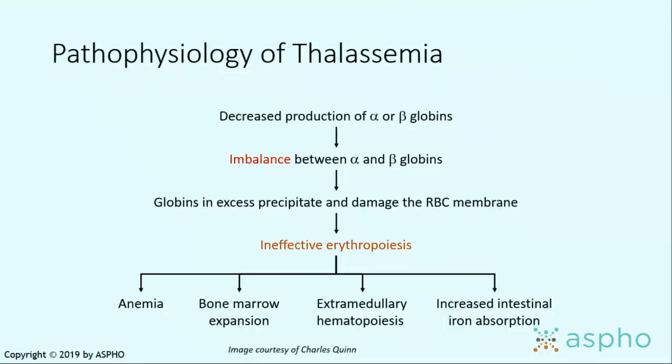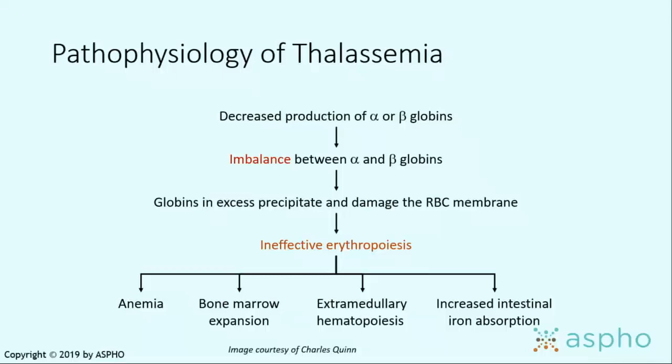And the excess globin that is hanging out is the thing that precipitates and damages the red blood cell membrane. And that results in ineffective erythropoiesis. And so you have red blood cells that are damaged and lyse open within both the bone marrow and in the periphery. This leads to anemia.